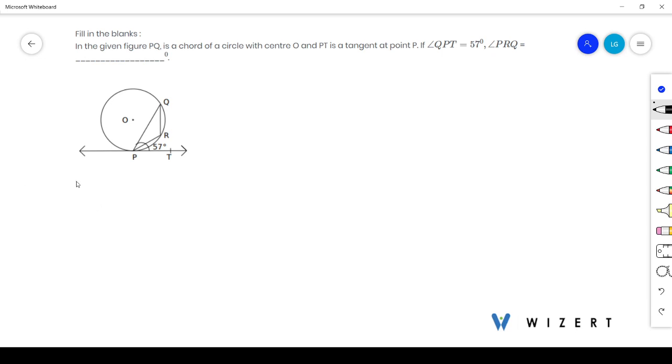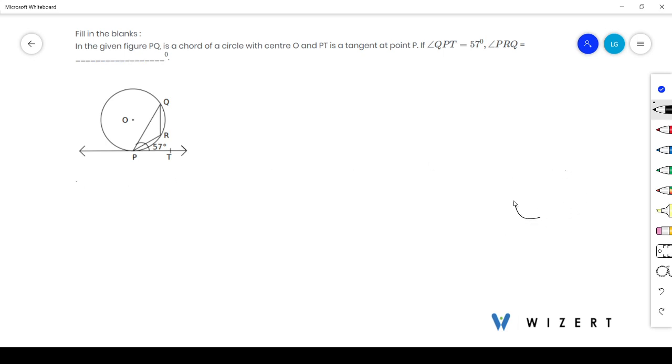Our question is, in the given figure, PQ is a chord of a circle with center O and PT is a tangent at point P. If angle QPT equals 57 degrees, what is angle PRQ?